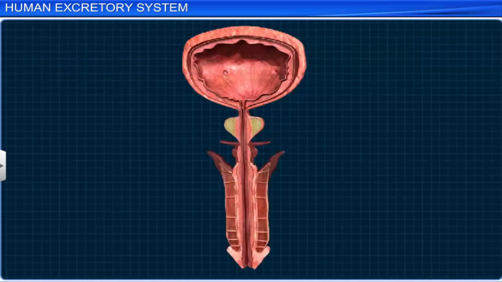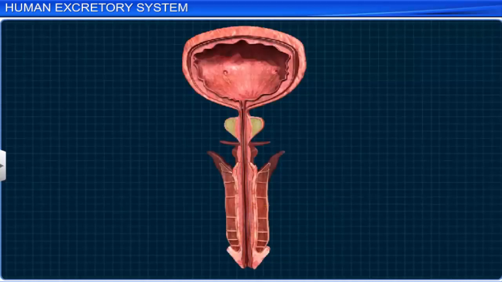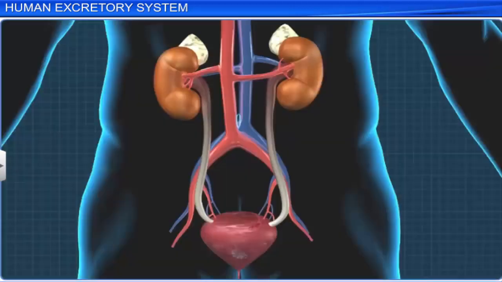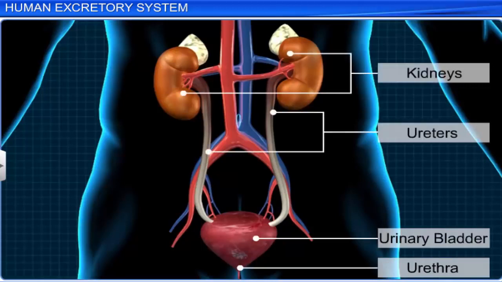Urine leaves the urinary bladder via the urethra, a tube through which urine is discharged. The urethra is enveloped by the urethral sphincter, which controls the flow of urine from the bladder to the outside. Hence, the urethra, along with the urinary bladder, ureters and kidneys, constitute the human excretory system.